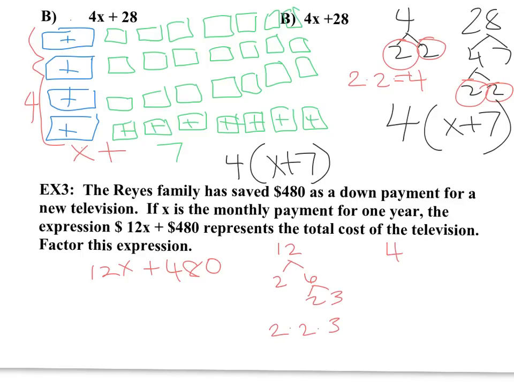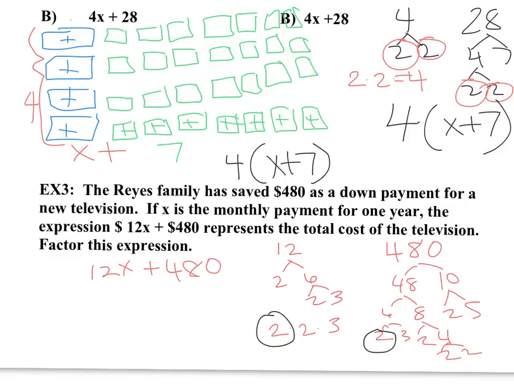And then for 480, we can factor it down to 48 and 10. And that gives you 2 and 5. And then this would be 6 and 8. And we'd have 2 and 3 and 2 and 4. And of course, that'd factor down to 2 and 2. So now what they share in common, they share a 2 in common. They share another 2 in common, and they share a 3 in common.